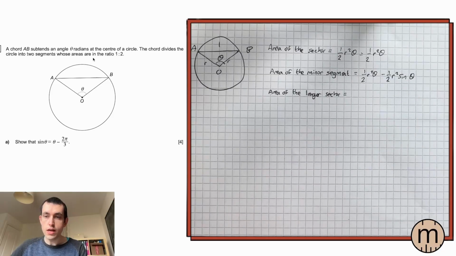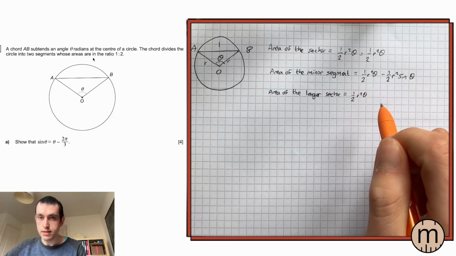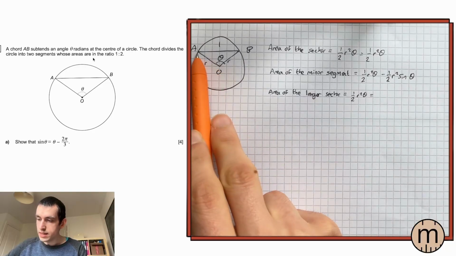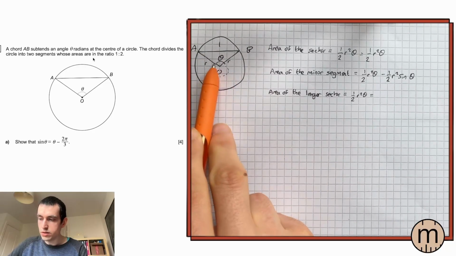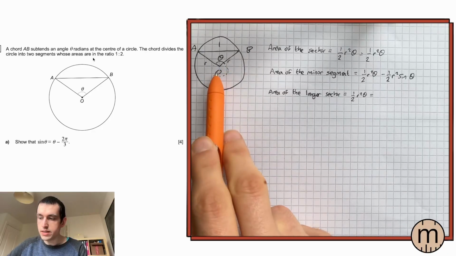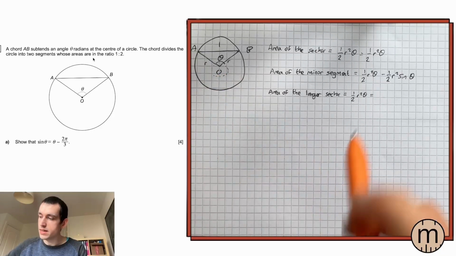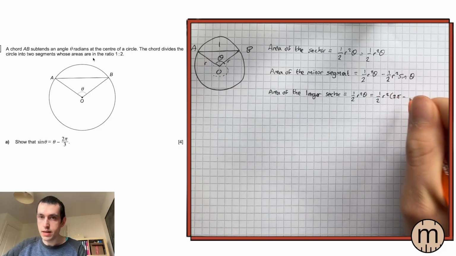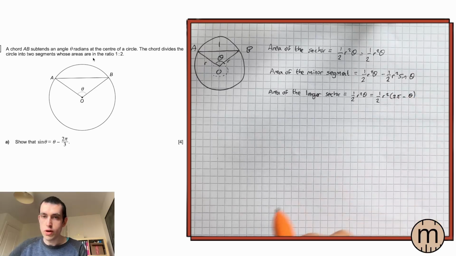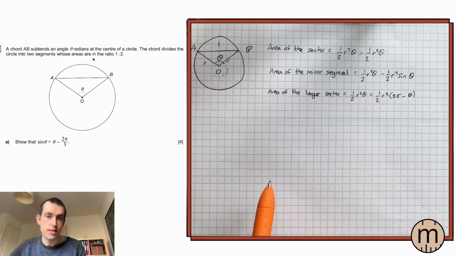The area of the larger sector, the formula is still 1/2 r squared theta, but the larger sector does not have an angle of theta. What's the angle of the larger sector? You might say 360 minus theta, but we're measuring in radians here, so it's actually 2 pi minus theta rather than 360 minus theta. The r squared is still r squared because the radius hasn't changed.